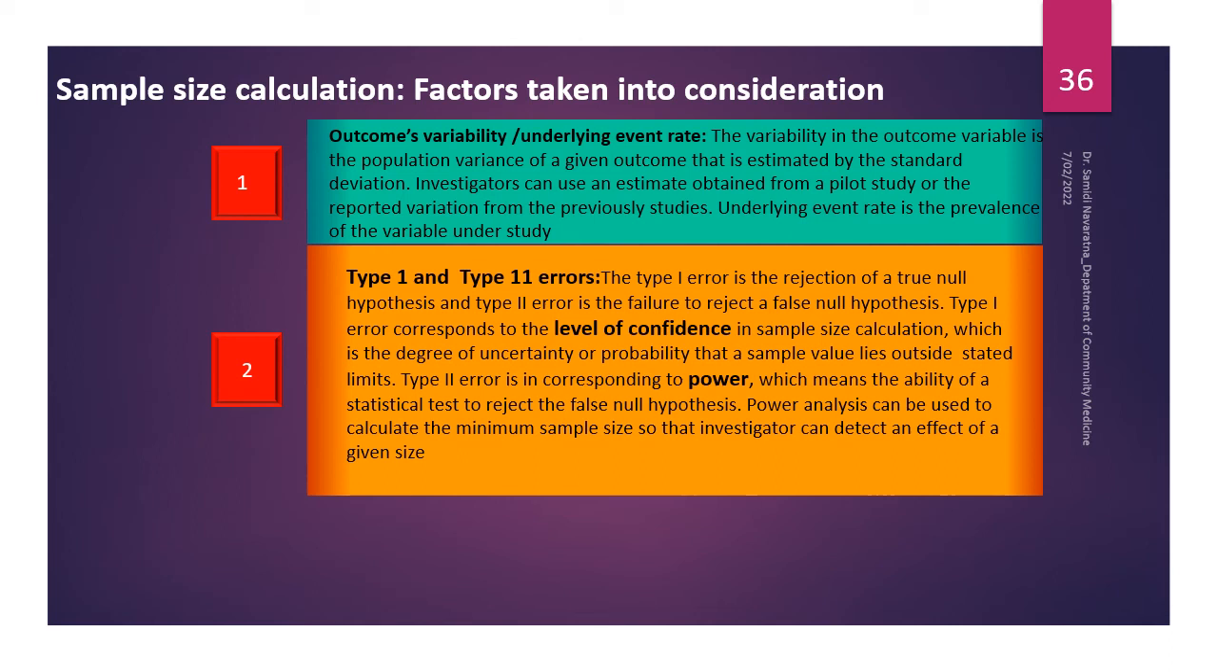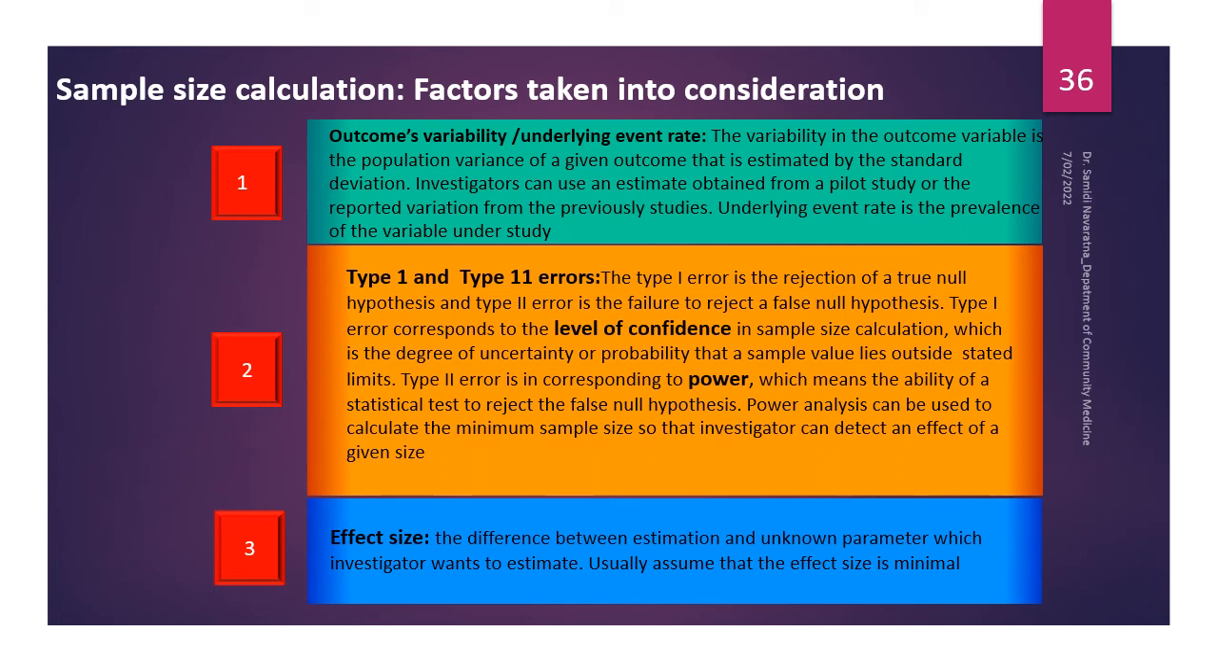And type 1 error is the rejection of a true null hypothesis, and type 2 error is the failure to reject a false null hypothesis. So the type 1 error is also known as a false positive, and the type 2 error is also called a false negative. So this type 1 error, if you can remember, corresponds to the level of confidence, whereas the type 2 error corresponds to the power of the statistical test.